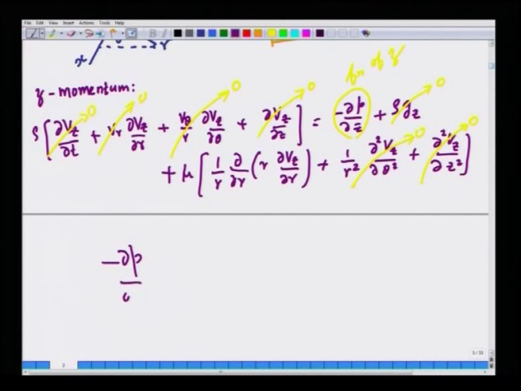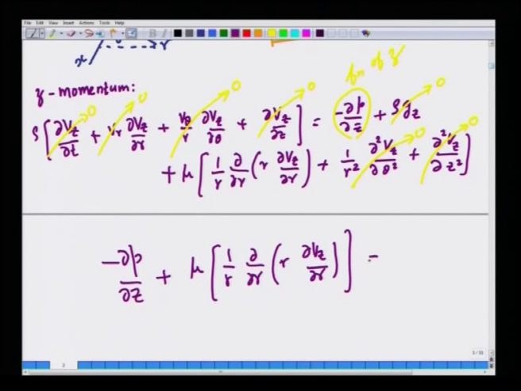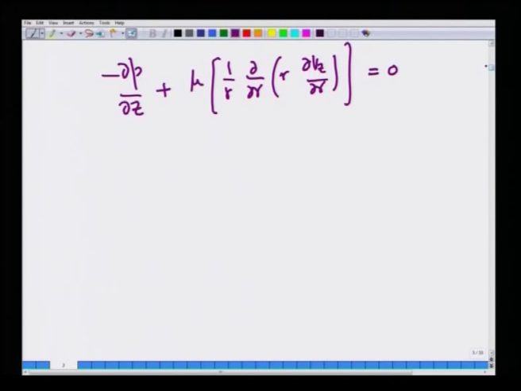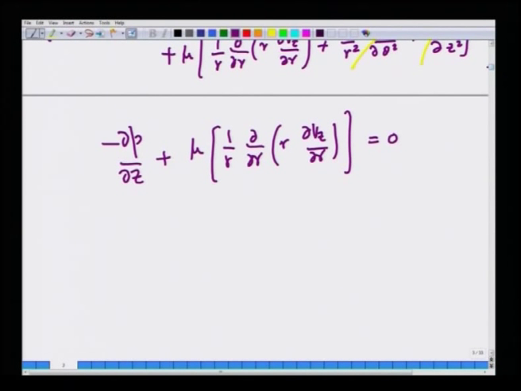minus partial p partial z plus mu times 1 over r partial partial r of r partial v z partial r is 0. Now, we will use the same logic that we used for plane Poiseuille flow, flow in the gap between two rectangular surfaces, parallel plates, which is also driven by pressure difference across the two ends of the channel. This is a function only of z, and this is a function of r only, because v z can be a function only of r; it is independent of theta, it is independent of z. So, each has to be a constant.